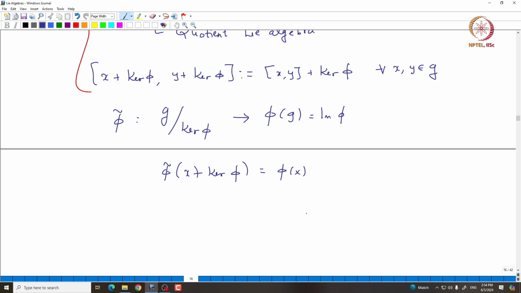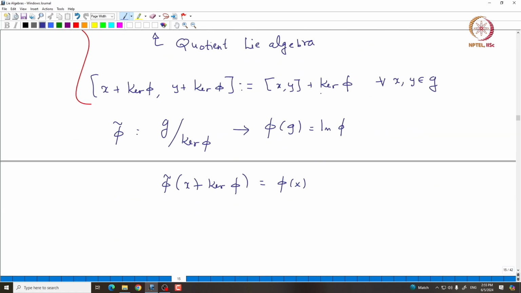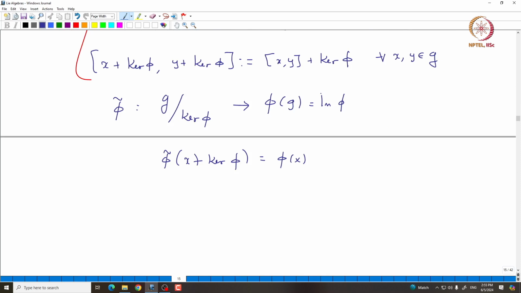Then you can easily see that this pi tilde that is defined here is indeed a bijective map, and because pi is to begin with a Lie algebra homomorphism, one can easily check this pi tilde is also a Lie algebra homomorphism. So, that means this pi tilde indeed defines an isomorphism. So, this is an isomorphism of Lie algebras. Okay. I will leave it to you to check these facts. This is somewhat easy to check.